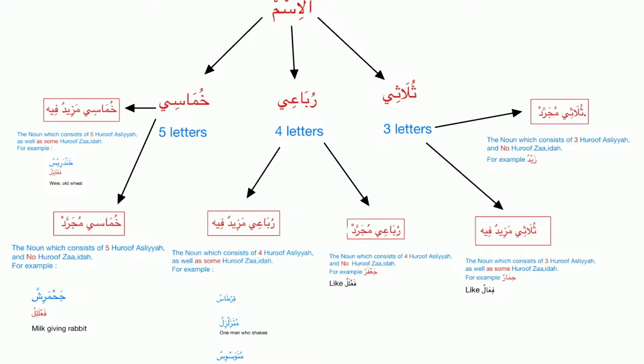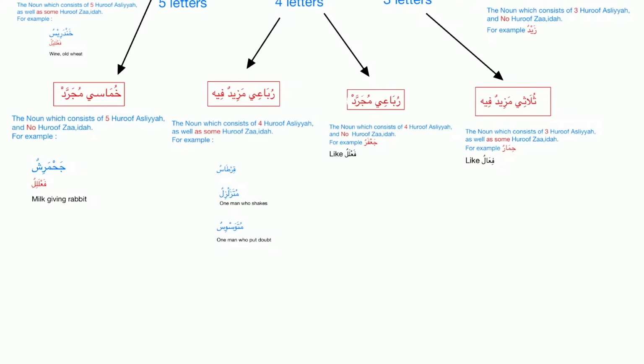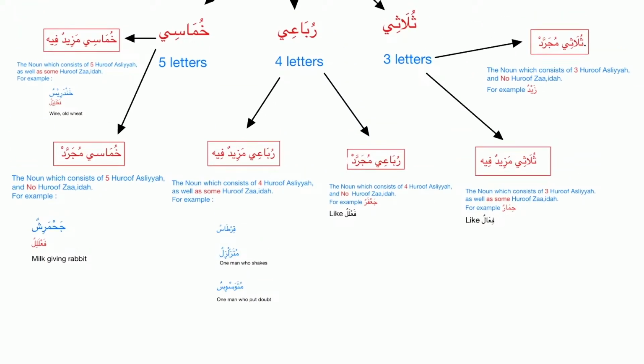Thulasi, we divide it into 2: one is called thulasi mujarrad, one is called thulasi mazidun fi. Example is Zaid. What is the definition of thulasi mujarrad? Right here, written with you, so that you do not have to glance here and there. Thulasi mazidun fi, what is the definition? Right here. And the example is here. Rubai mujarrad, what is the definition? It is here, example here. Rubai mazidun fi, what is the definition? Right here. What is the example? Right here.